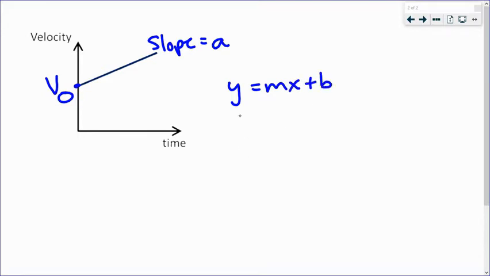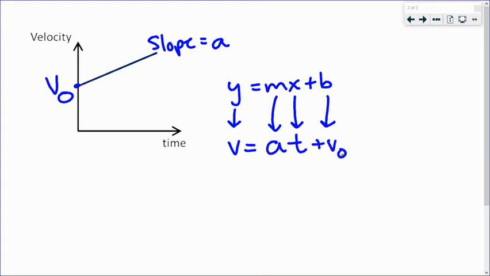That means if we were to write an equation that represented this line in y equals mx plus b, or slope-intercept format, we would simply be saying that y represents our velocity, our slope is the acceleration, our x variable is time, and our y-intercept is the initial velocity. This gives us the first equation for our equations of motion. Velocity equals acceleration times time plus the initial velocity.